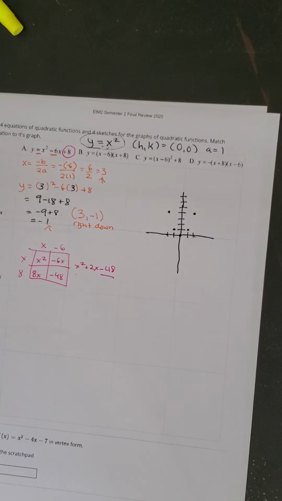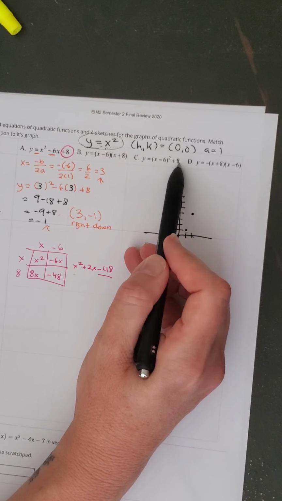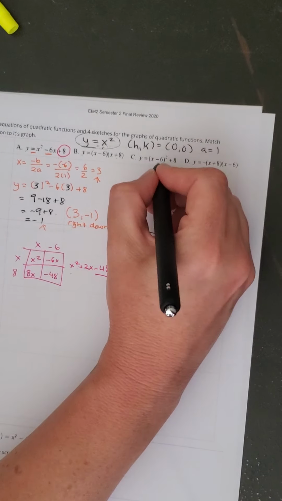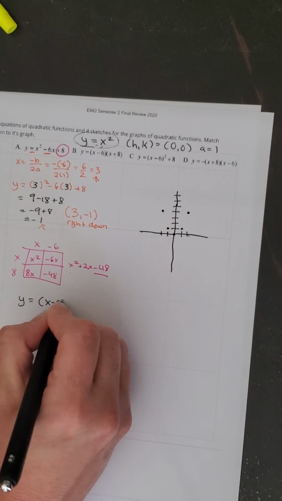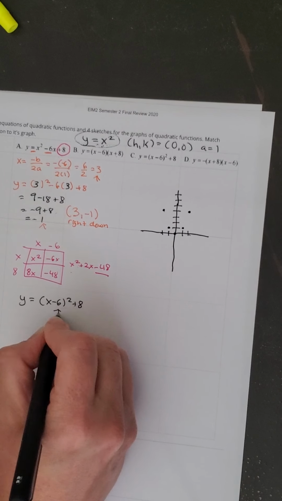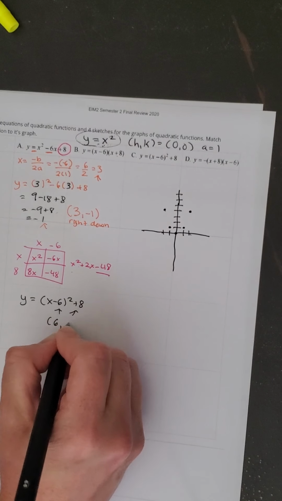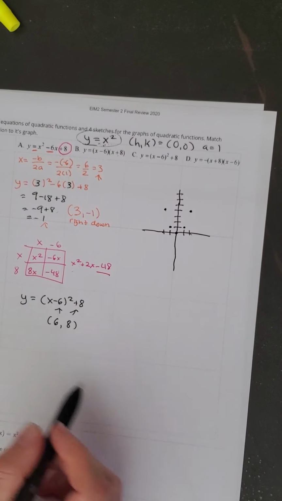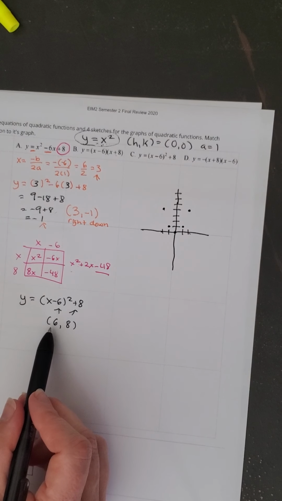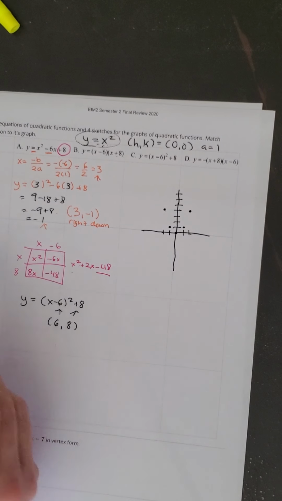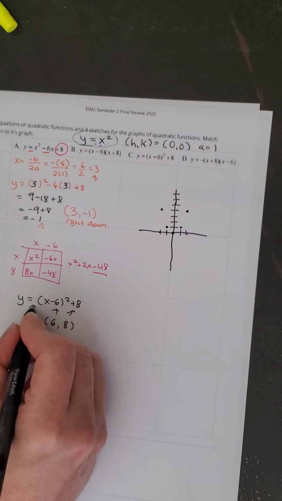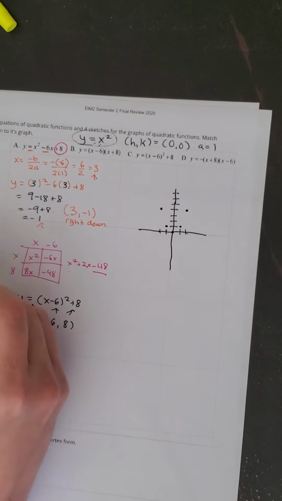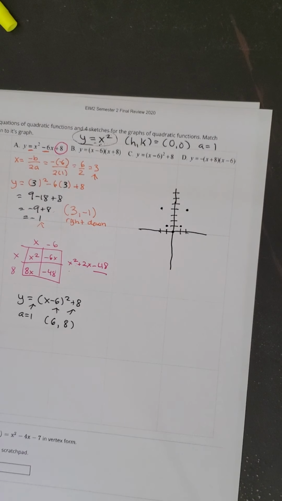All right, I'm going to do the next one. This one's already in vertex form, right? My vertex is, I'm just going to write it down, y equals x minus 6 squared plus 8. Here's my vertex at 6, comma 8. Remember, your h always switches. So vertex at 6, 8. Both have been shifted to the right. Oh, and A is positive, right? So it must be upward facing. It has to be graph number 1.